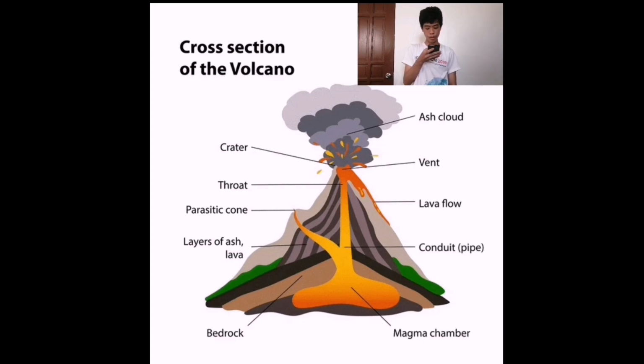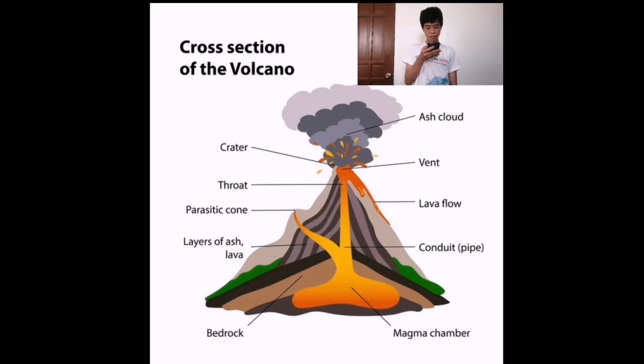The fourth part of the volcano is the crater. This is the bowl-shaped depression at the top of the volcano. The crater is formed when material is ejected from a vent during an eruption. Craters can be small or shallow, or large and deep, depending on the size of the eruption.